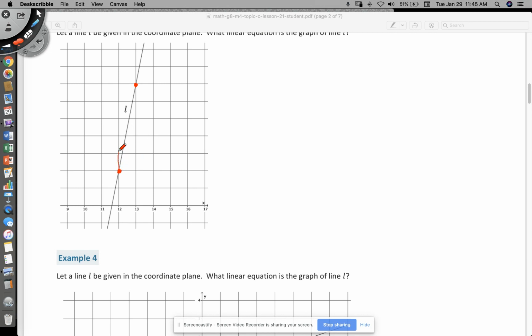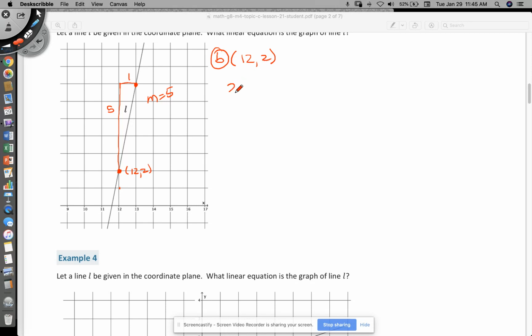So we're going to go all the way up. Obviously, this is a rise. So I went up 5 units and I ran 1 unit. So my slope here is 5. So now I'm going to solve for B. I'm just going to pick this first point here. That is 12, 2. How do I know it's 2? Because that's 1 and then that's 2. So that's the point I'm going to use to solve for B.